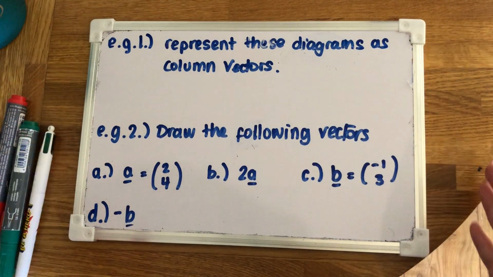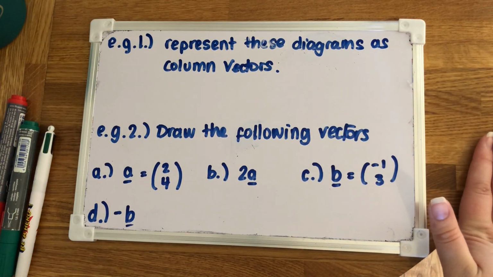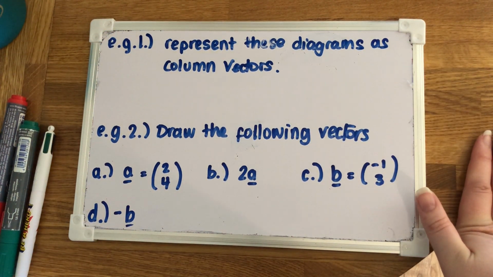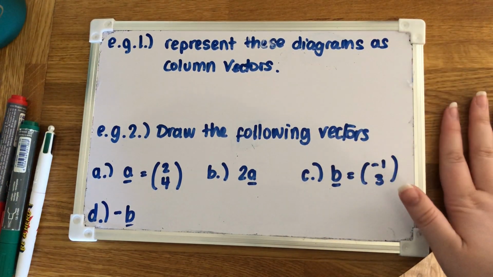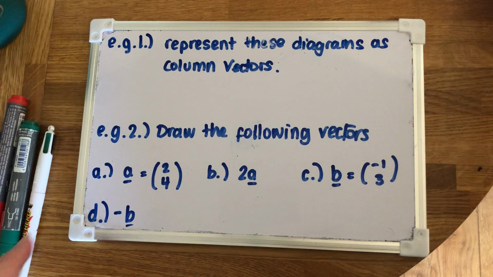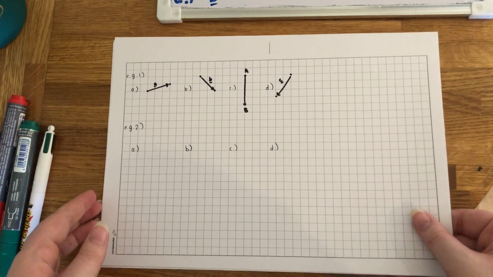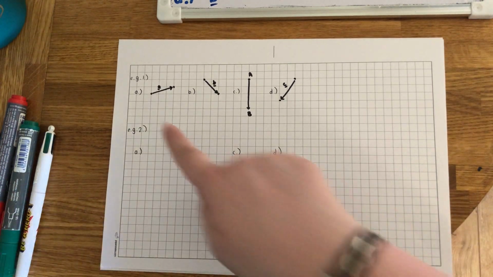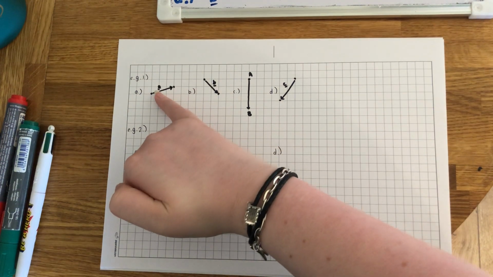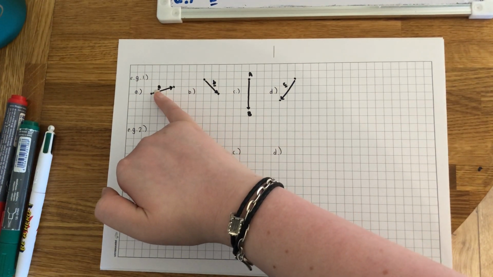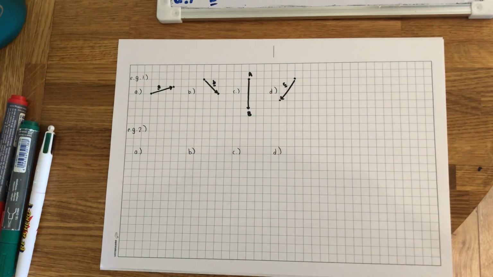Okay, I'm going to show you this first and then I'm going to switch. So we're just going to focus on EG1 first. So we need to see what these diagrams are as column vectors, okay? So what we're going to do is I'm going to switch over. Okay, so this is my square paper. We've got these 4 questions here. Okay, I've used different notations. So this is the one with the little line in. That's what I was talking about before. And then we are going to do the one with the arrow on the top as well.